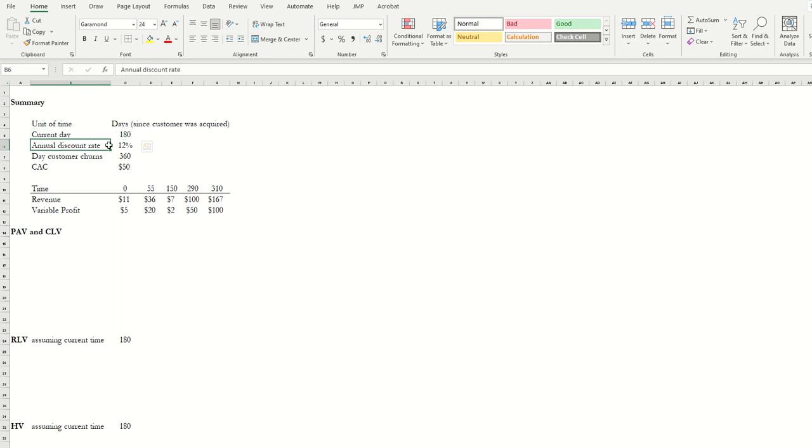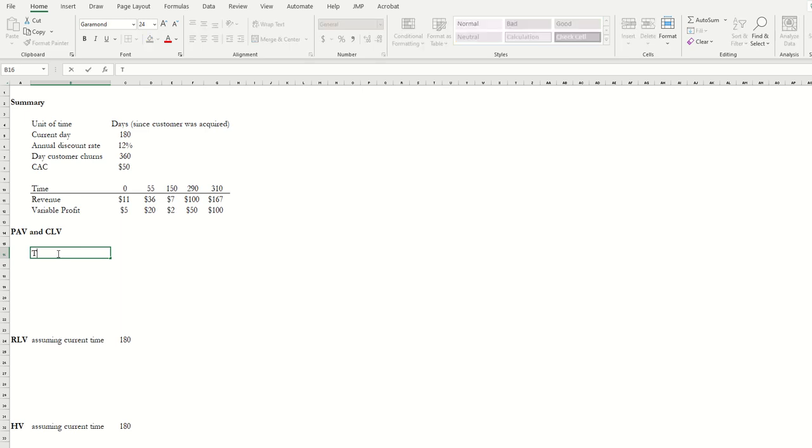We're going to assume that the firm's cost of capital is 12%, that the customer churns on day 360, that the company spent about $50 to acquire the customer, and that over the course of the customer's life, they made 5 purchases in total on these days with these spend amounts and this resulting variable profit. And so the question is, what, first off, is post-acquisition value and CLV?